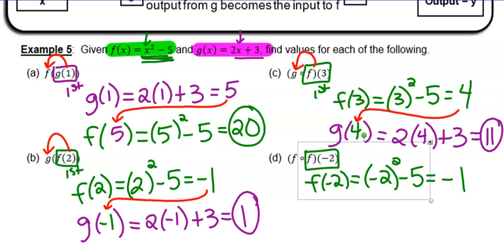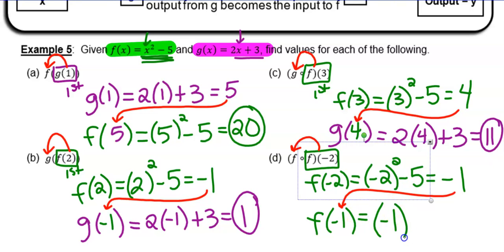And then we're going to take that answer and plug it into f again. So f of negative 1, that answer gets put in, equals, same function, so square the x, negative 1 squared minus 5, and you get negative 4. And again, without the parentheses, you will get a different answer, so be careful.